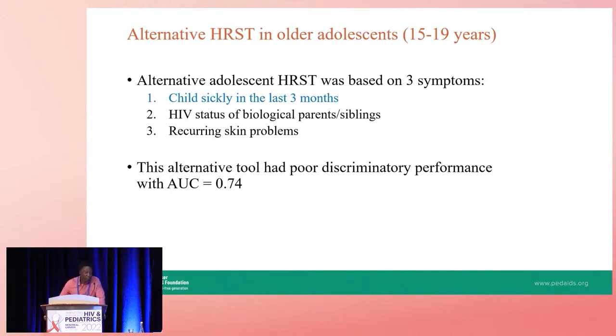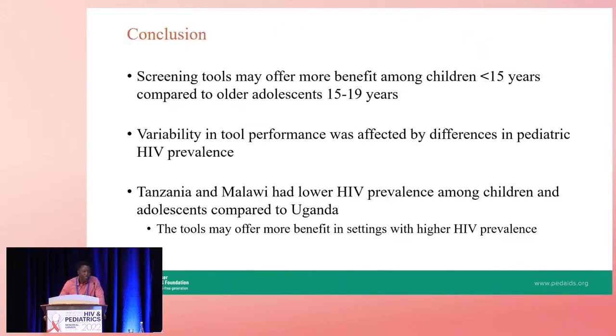Now, in conclusion, we can see that screening tools may offer more benefit among children less than 15 years compared to older adolescents. Variability in tool performance was affected by differences in pediatric HIV prevalence, which was 1.6% in Uganda, 0.8% in Tanzania, and 0.4% in Malawi. So Tanzania and Malawi had lower HIV prevalence among children and adolescents compared to Uganda. The tools may offer more benefit in settings with higher HIV prevalence.